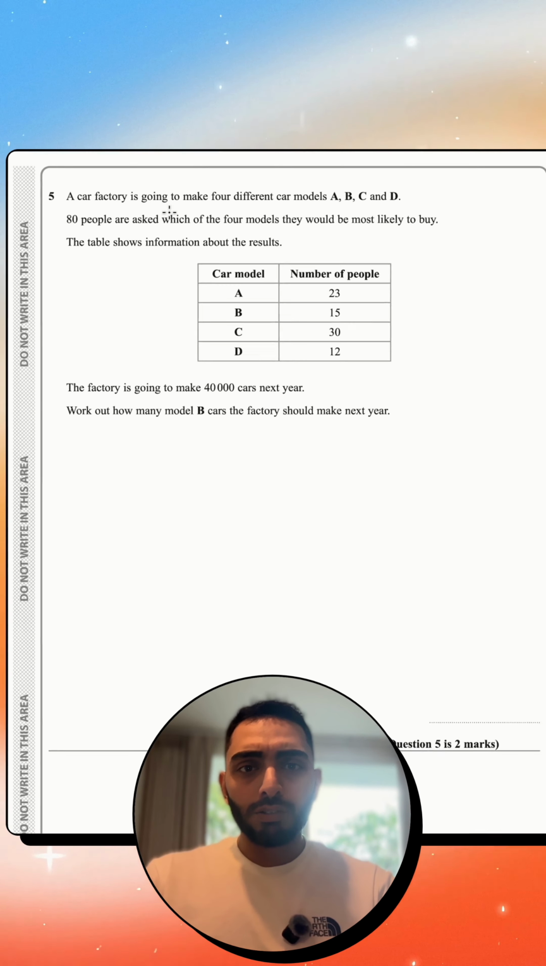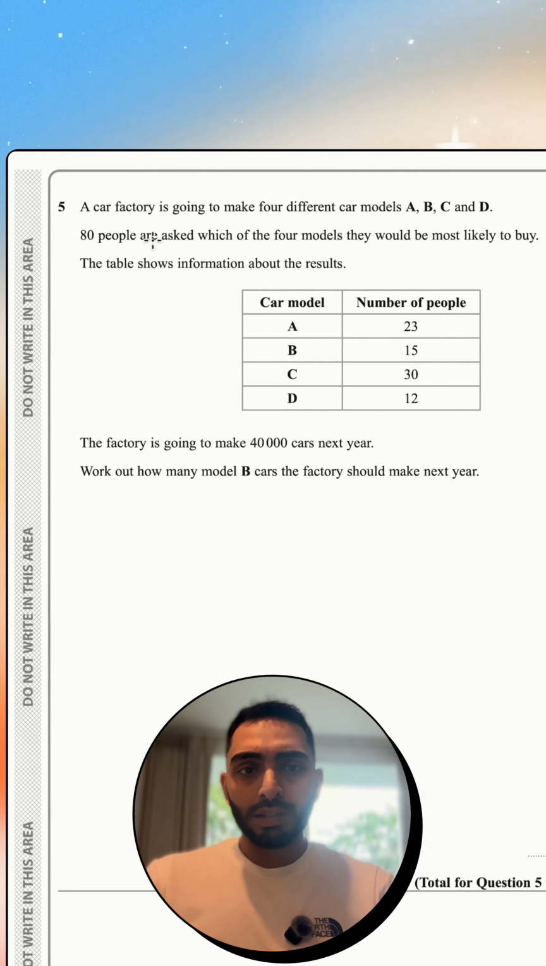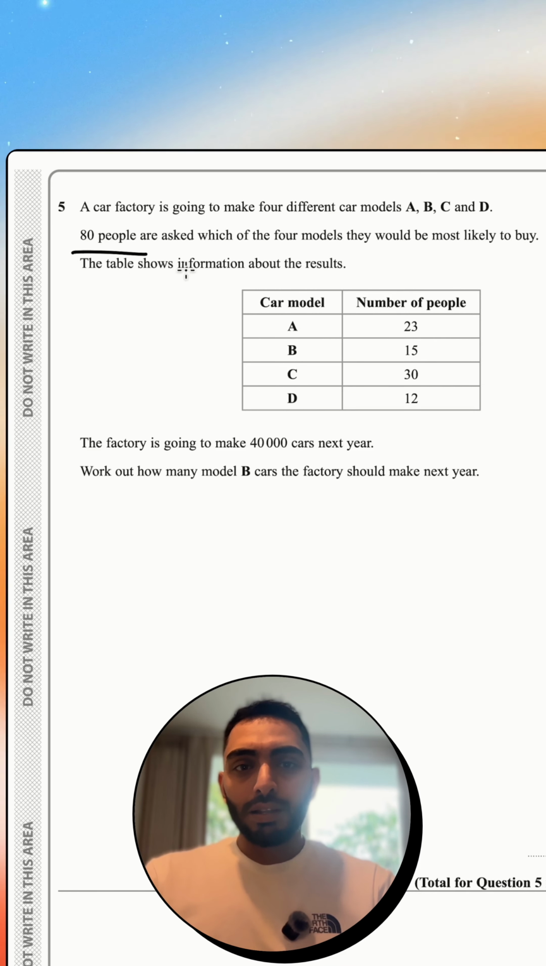Question 5, a car factory is going to make 4 different car models, A, B, C, and D. 80 people were asked which of the 4 models they'd be most likely to buy. The table shows information about the results, so I know all of these add up to make 80. The factory is going to make 40,000 cars next year. Work out how many Model B cars I should get.